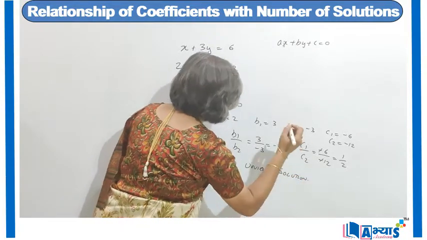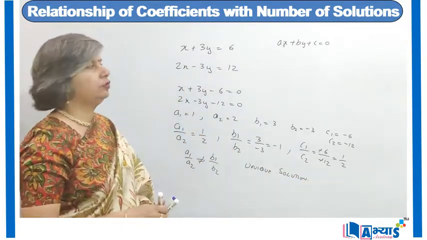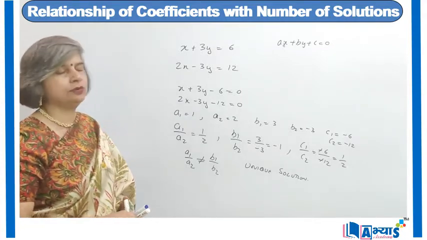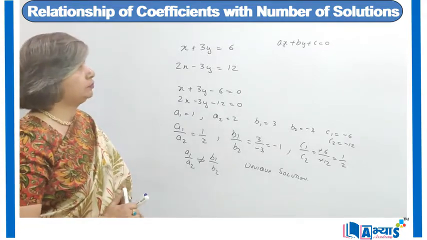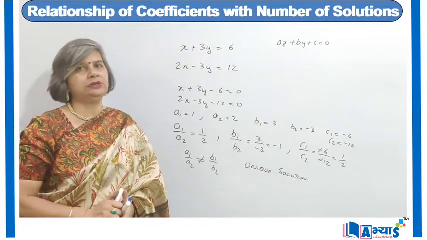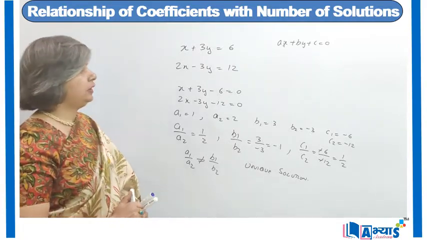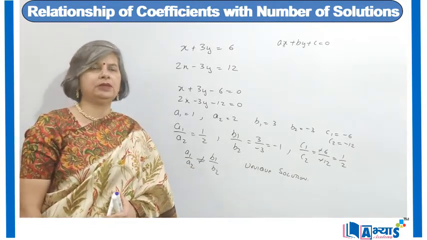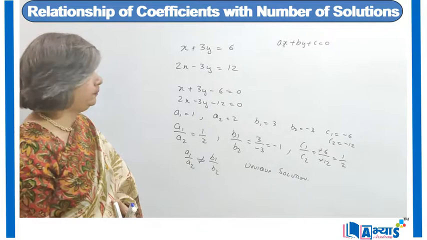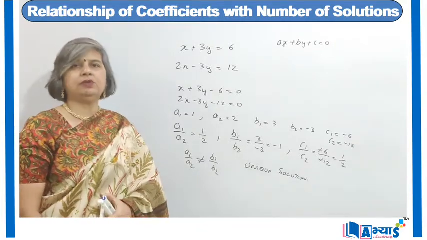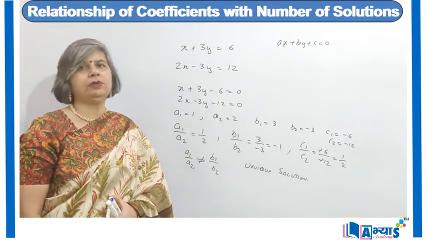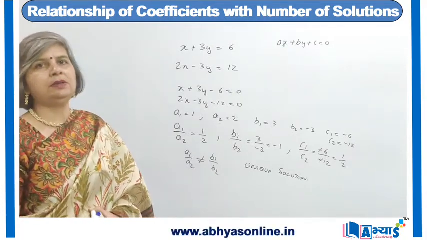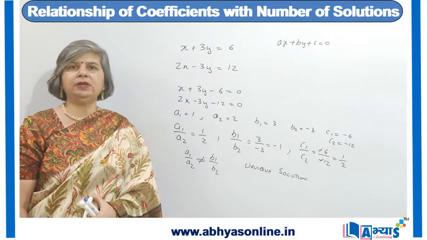So this is how we can use the relationship of the coefficients. That means we can find the ratio of the coefficients to identify the type of solutions, the number of solutions the equations will have. If a1 upon a2 is not equal to b1 upon b2, then the equations will have a unique solution. If a1 upon a2 is equal to b1 upon b2 but not equal to c1 upon c2, then the lines are parallel. That means they do not have any solution.